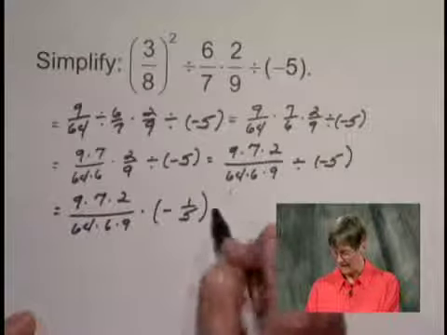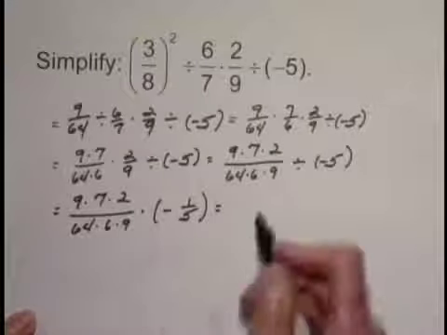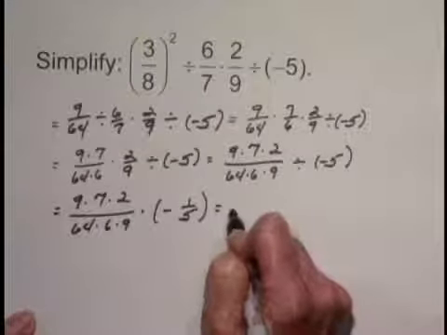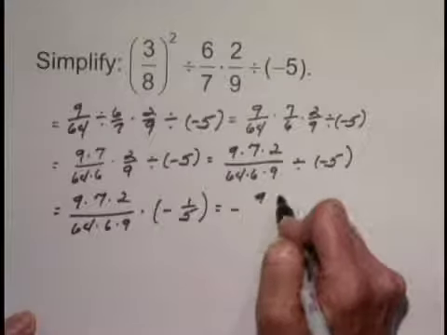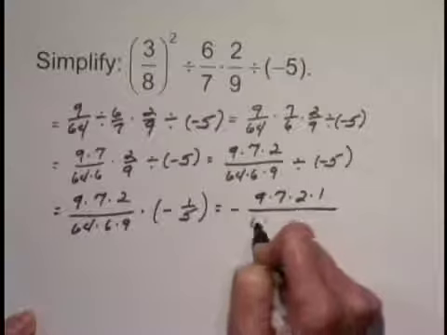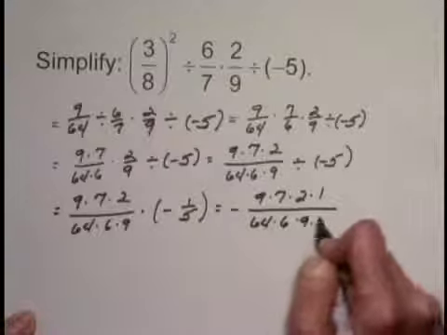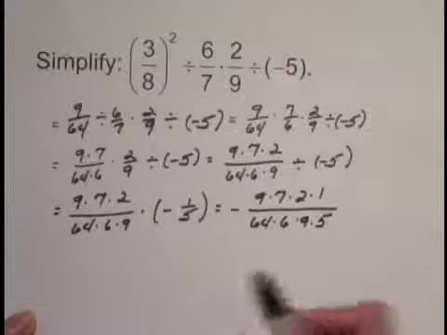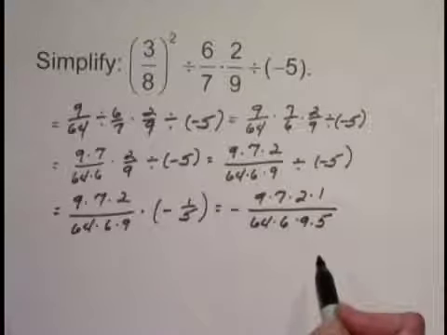-1/5. And now doing that multiplication, I have a positive number times a negative number, which is going to give me a negative product. And when I multiply the numerators, I have 9 times 7 times 2 times 1 over 64 times 6 times 9 times 5. And now I've done the operations. I need to see if I can simplify this expression at all.